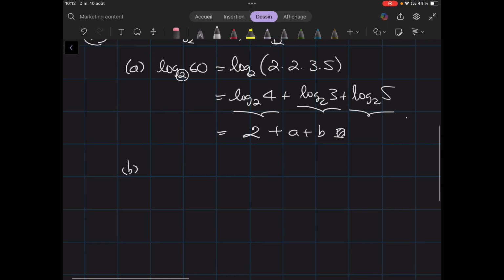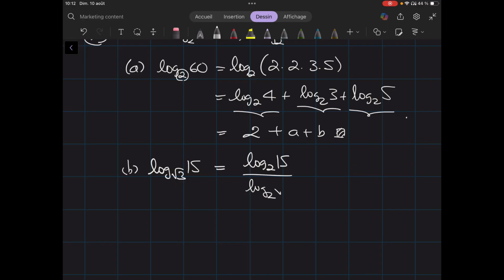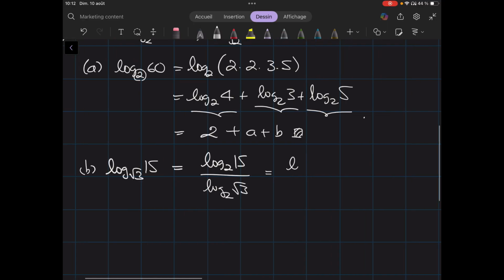Second part, log base root 3 of 15. Both A and B are log base 2. So right off the bat, we know that we have to change the base. Log base 2 of 15, that's log base 2 of 3 plus log base 2 of 5. You can even read off the answer from the previous part, if you wish.